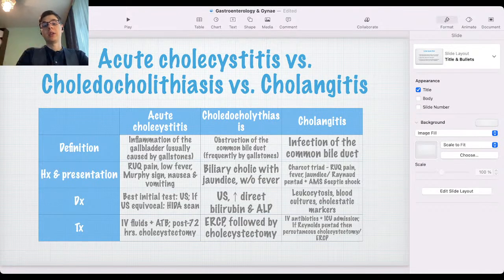Choledocholithiasis, on the other hand, as we explained previously, is treated with ERCP, and then cholecystectomy is applied to the patient. In the case of cholangitis, being an infection that leads to septic shock, not only do we give IV antibiotics, but we also admit to the ICU. The moment we have a Reynolds pentad, we pursue percutaneous cholecystostomy or ERCP without waiting for the patient to be stabilized due to the emergent nature and the life-threatening situation.